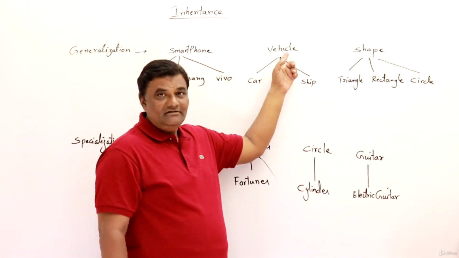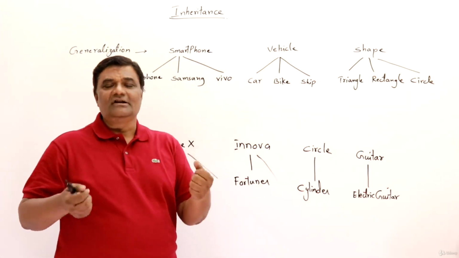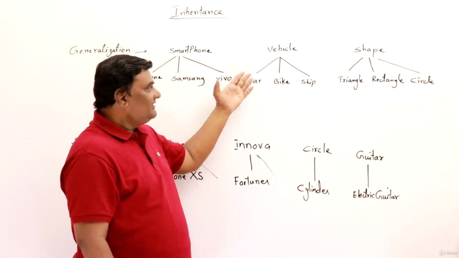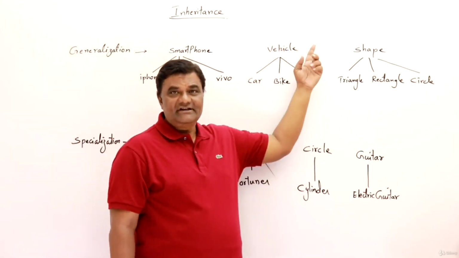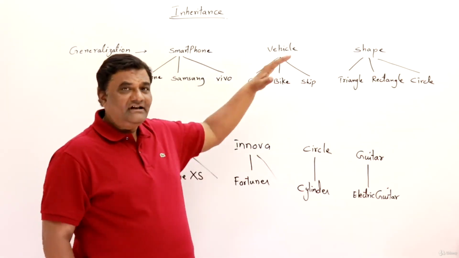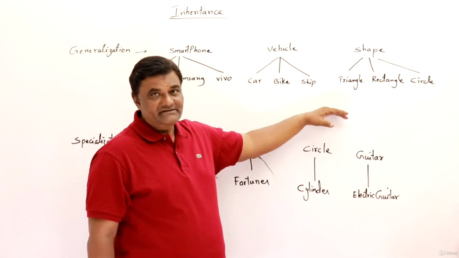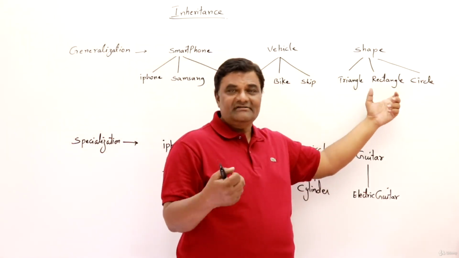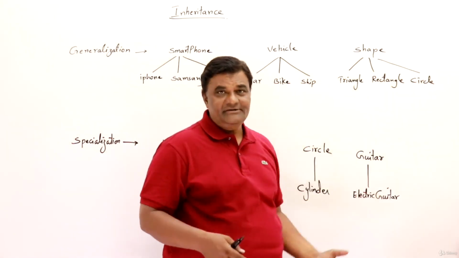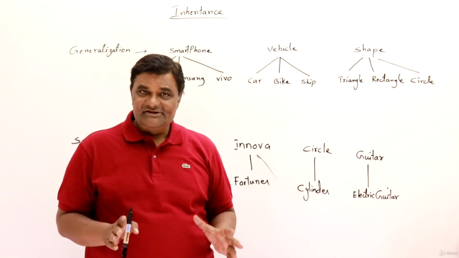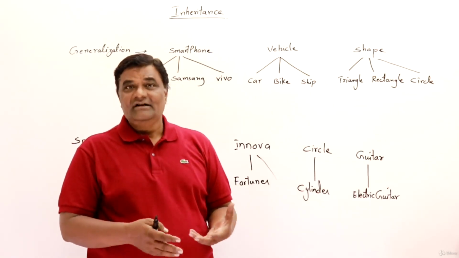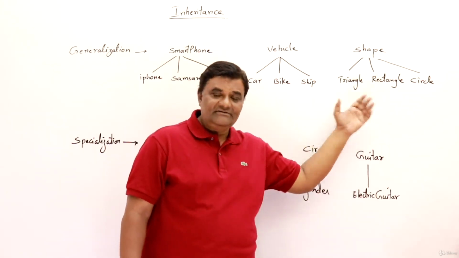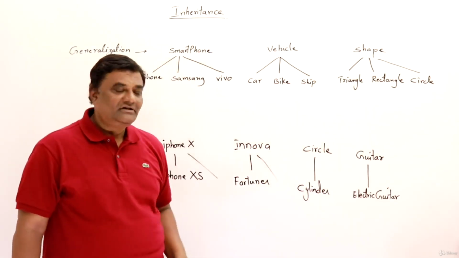Now one more, vehicle. Vehicle means something which can be controlled by humans and which can move. Car is a vehicle, bike is a vehicle, ship is a vehicle. Whatever the features of a vehicle are, they are borrowed in these things. So superclass and subclasses. And shape: triangle is a shape, rectangle is a shape and circle is a shape. Shape means it will have some dimensions, area and perimeter or circumference. Triangle will have area and circumference, rectangle will have area and circumference, and so on.